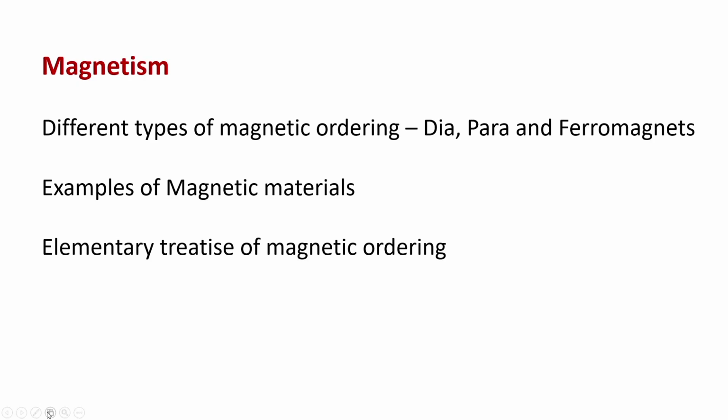So, we start with magnetism and we talk about different types of magnetic ordering which you all are familiar with, and in particular we will talk about dia, para and ferromagnets. There are also antiferromagnets and ferrimagnets, and those we will not talk about here. We will give examples of magnetic materials, and the main part of this discussion will be these elementary treatises of magnetic ordering, which means that we will talk about dia, para and ferromagnets to the extent we can in this course.